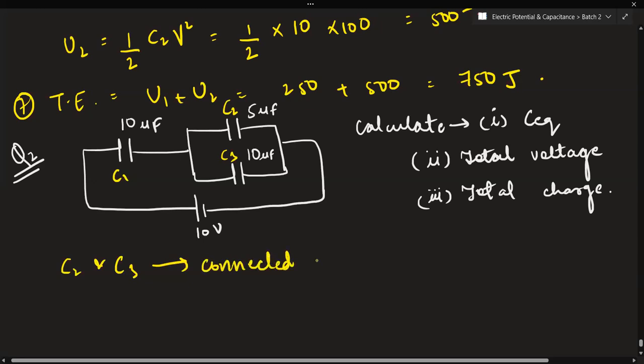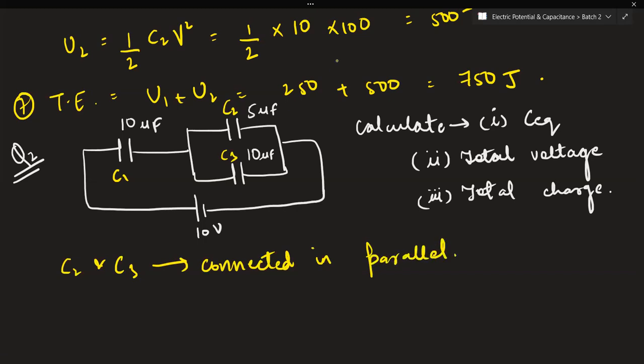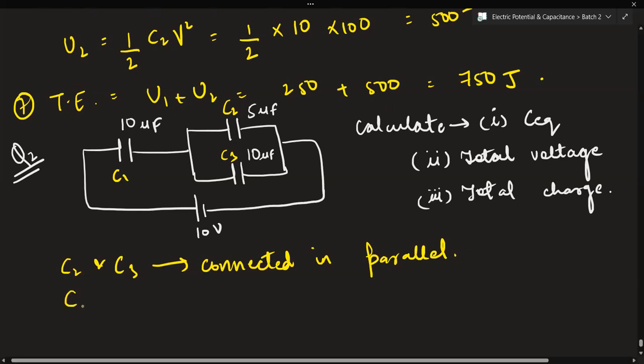These are connected in parallel to each other. Are you able to identify both of these are connected parallel to each other? Now, equivalent capacitance in case of parallel combination is simply by addition of it. So this will be C2 plus C3. This is how you get parallel combination.